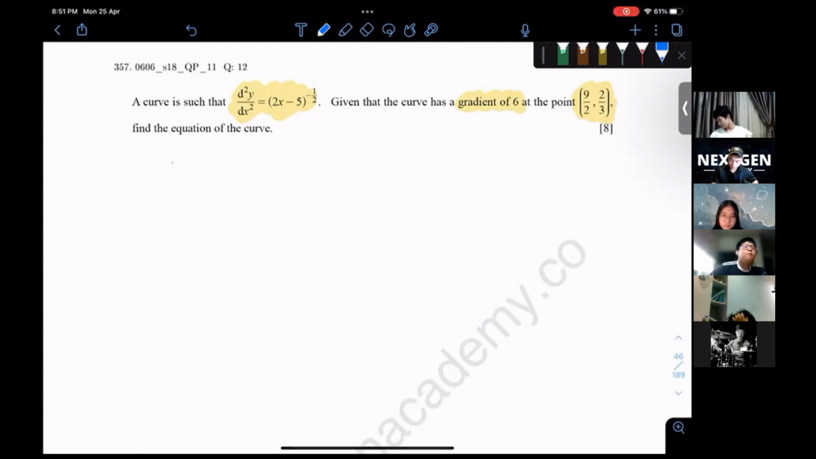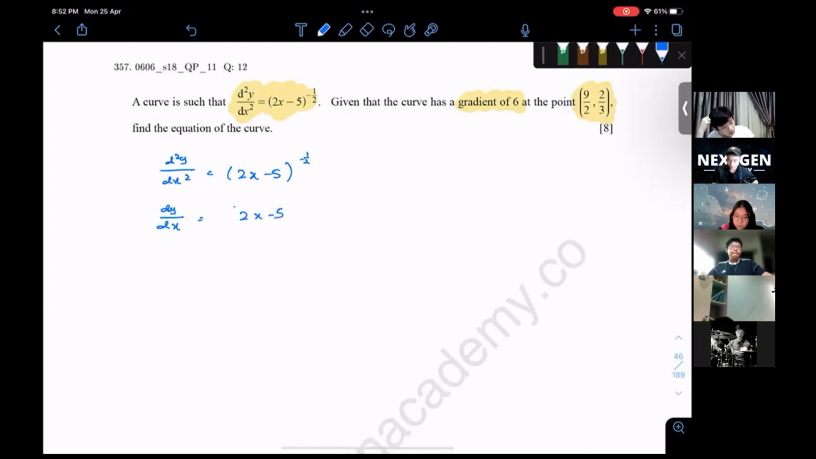Okay, let's do this first. d²y/dx² equals (2x − 5)^(−1/2). Okay, so what do I get for dy/dx? I will get plus 1/2 times 2, so you will get back this one. It will become 1, then here will be (2x − 5)^(1/2) plus c. Okay, I will just write the answers. If y'all cannot get, then just refer to the answer, or just ask in the group.